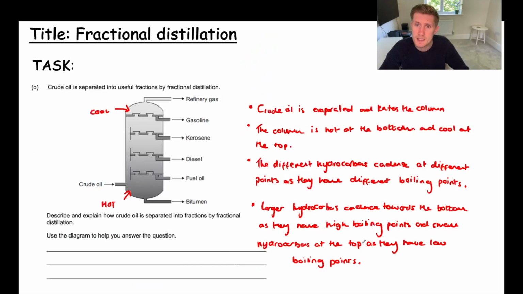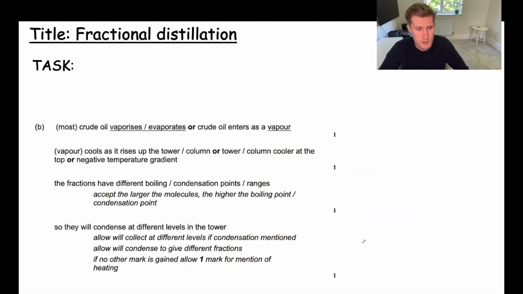Right, now let's look at the mark scheme and see if we got all the marks that we needed. So did we talk about the crude oil being evaporated or vaporized? Yes, we did. Did we talk about the temperature gradient in the column? Yep, we did. We talked about it being cool at the top and hot at the bottom. Did we say that the fractions or the hydrocarbons condense at different points depending on their boiling points? Yep, we did that as well, different boiling points. And finally, that final bullet point was all about where they condense. So the larger ones condensing at the bottom because they have high boiling points, and smaller ones condensing at the top because they have low boiling points.